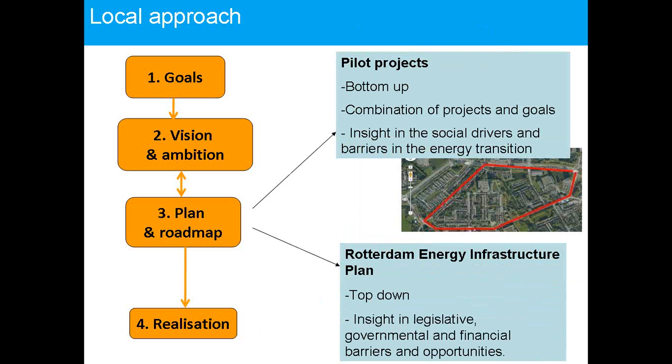So we are now working on two ways. If you look at district heating, we try to combine it with other solutions like solar panels on houses or electric solutions, and really improving the envelope. We have two types of projects: the pilot projects in an area, in a district, and it's more of a bottom-up approach. We look at the best combination and really try to get insight into the social drivers of the end users and what their barriers are.